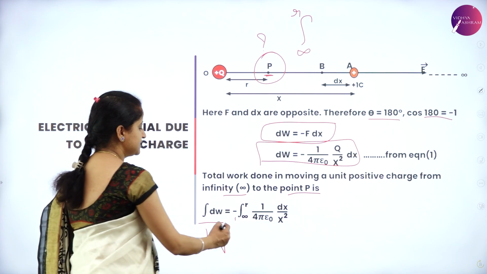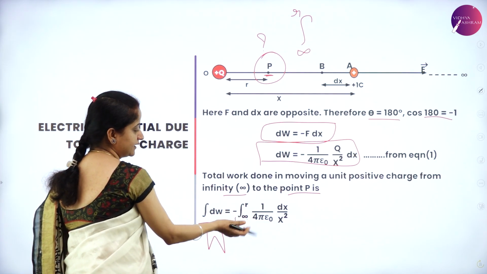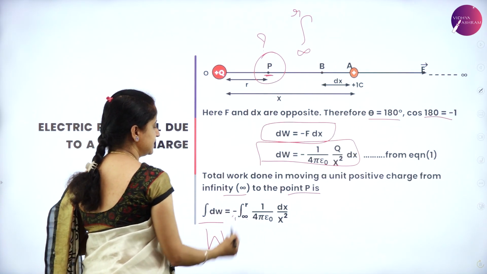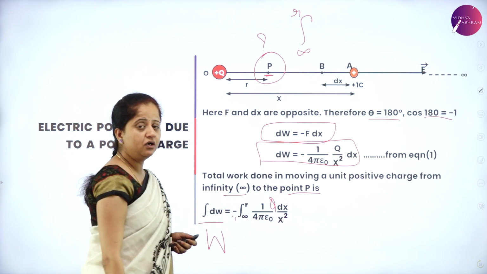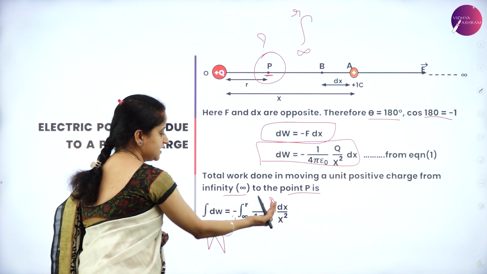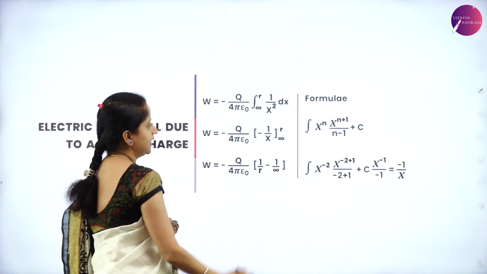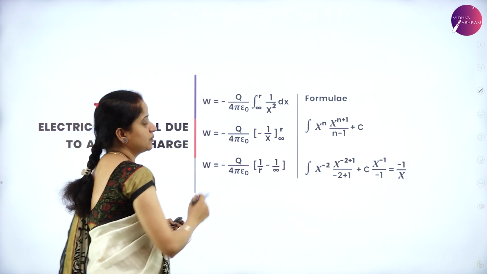which is equal to minus integral of infinity to R. These are the points, which means I am bringing the charge from infinity to this distance, 1 by 4 pi epsilon naught Q divided by x square into dx. Now look at this expression. I can take Q divided by 4 pi epsilon naught outside with the negative sign and I remain with integral of infinity to R into 1 by x square dx.